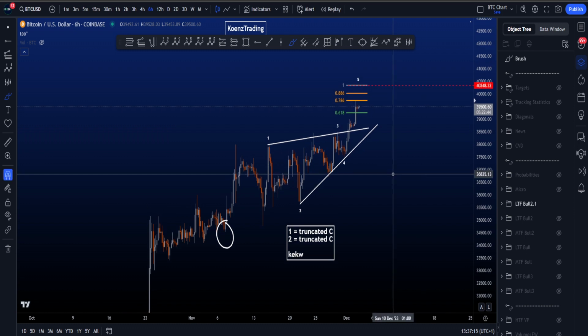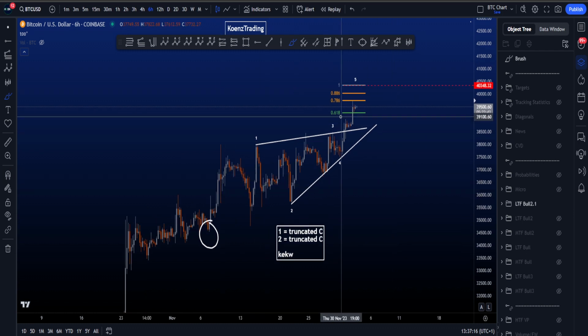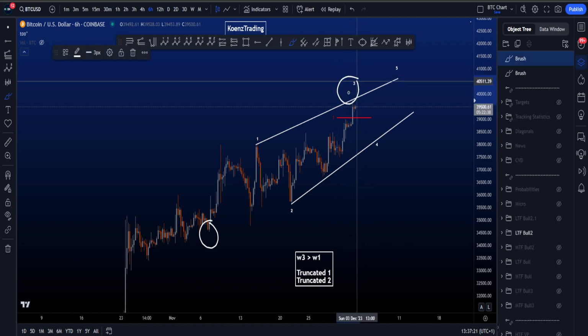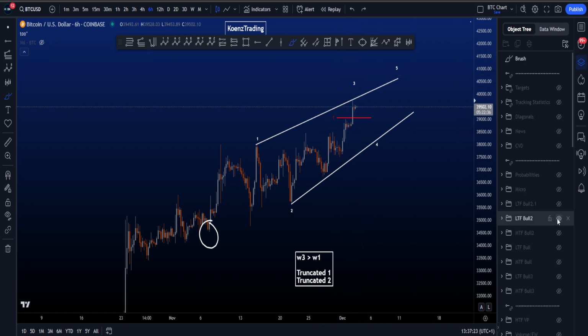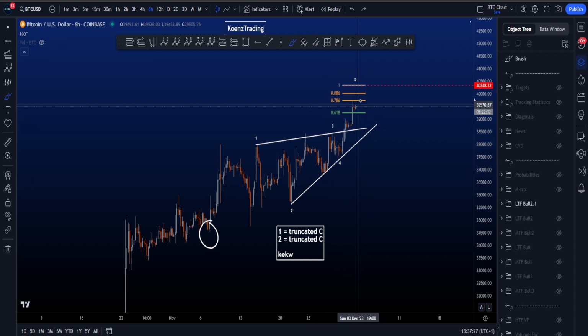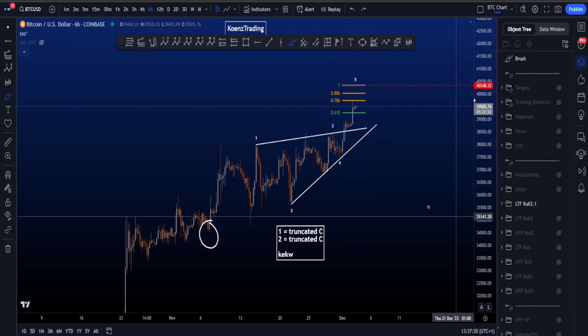And in this scenario, we have the same problem. But now wave 3 is already in, right? That's the main difference. Here we're working on wave 3, right? And in this scenario, wave 3 is already in. Then we have 4. Then we look for 5 to the upside, invalidation 40.3k.